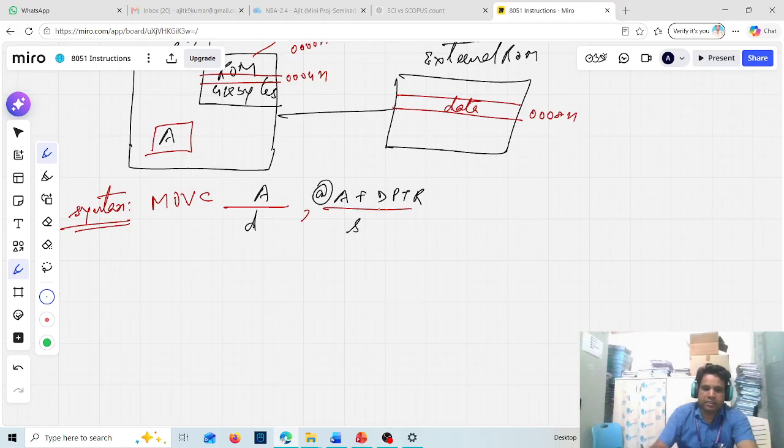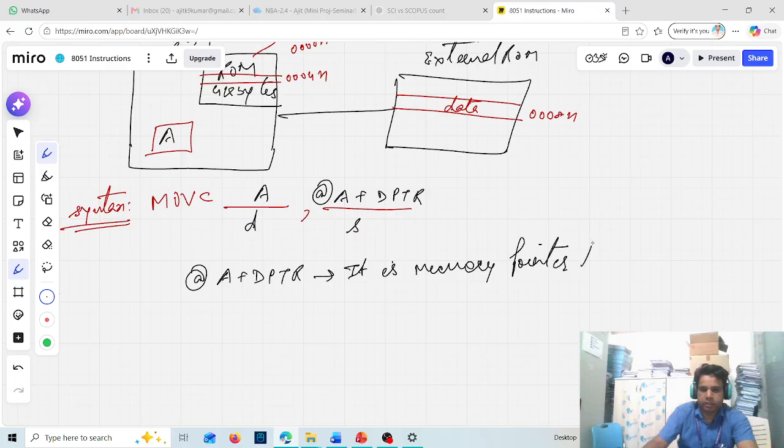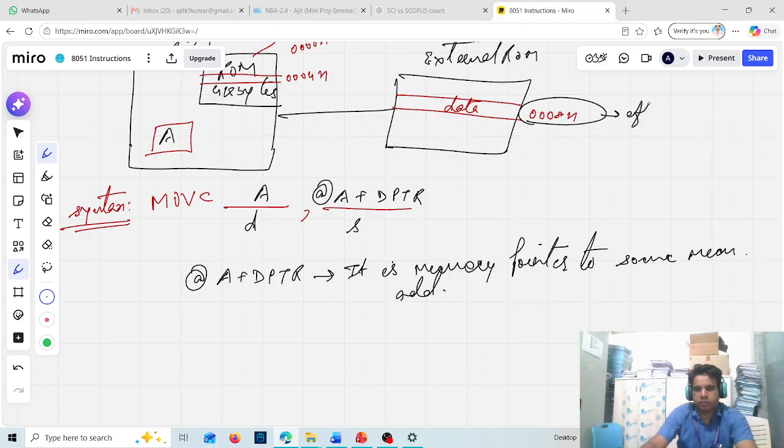So what is happening with this @A+DPTR? When you write the at-the-rate sign, the meaning is that it is a memory pointer. When you place this at-the-rate sign, it becomes a memory pointer to some memory address. Let's say you want to transfer the data from external ROM, whose effective address is this one. Now how will you get this effective address?